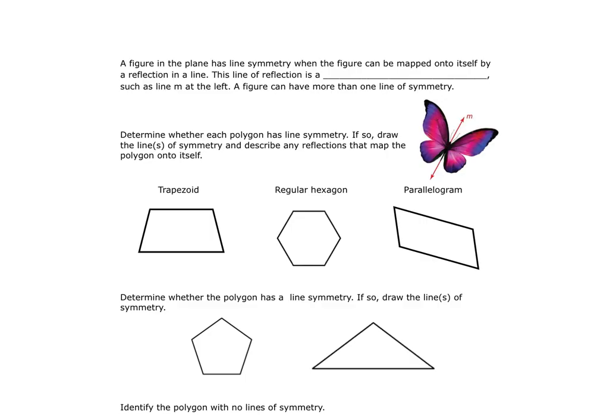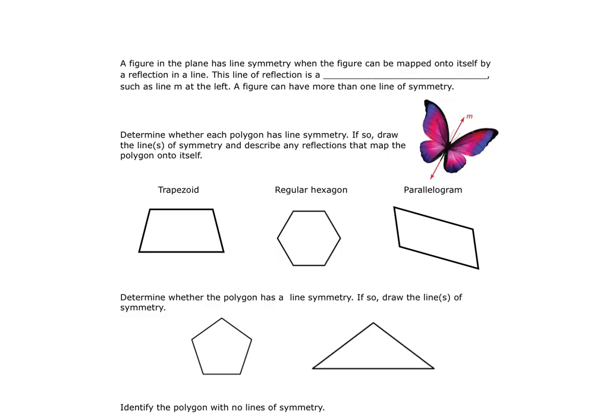In this case here, we're going to look at a figure that has line symmetry. When we talk about symmetry, we've talked about symmetry before. The example I always use is our bodies are symmetrical. If we were to slice this right down the middle, we've got an arm, eyes, ears, legs. Our bodies are symmetrical. It's the exact same thing on the left as it is on the right.